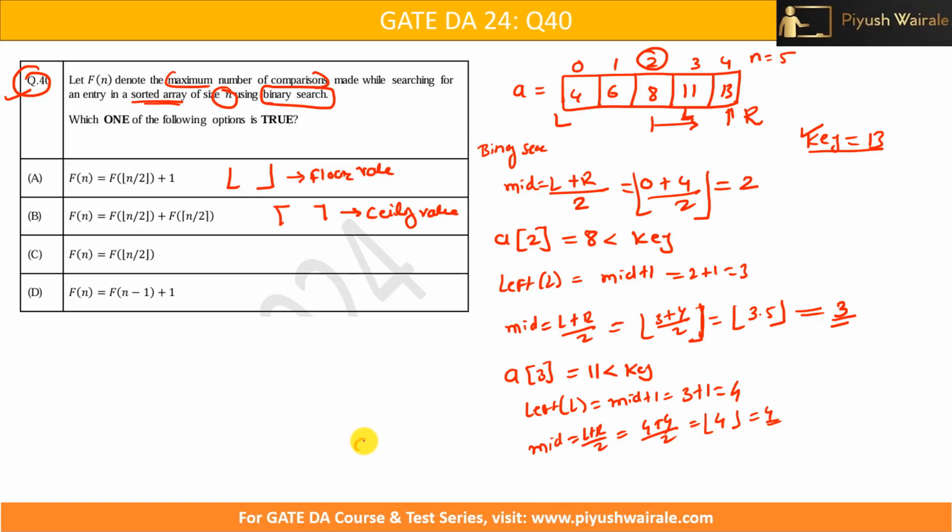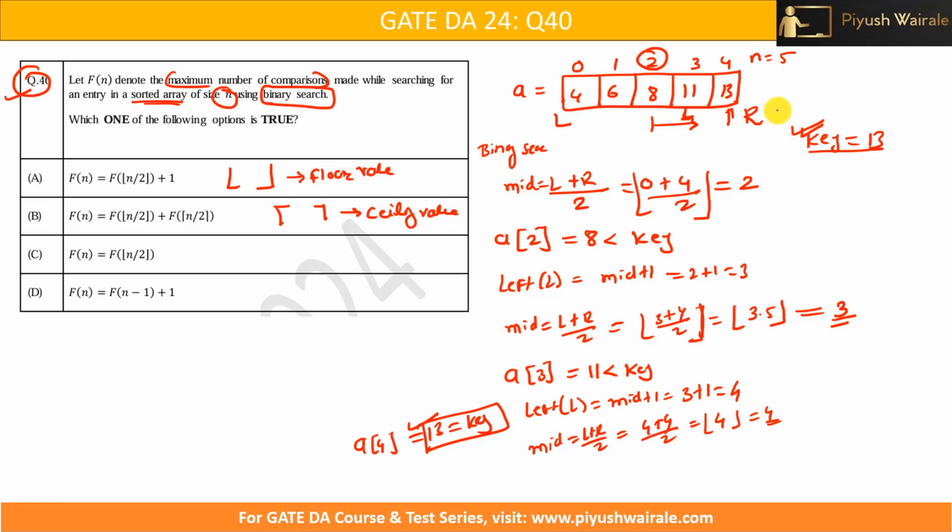Now again, what is the element at index position 4? That is basically 13. Now which equals my key value. Here I found my targeted value. So here my search is complete because I got my targeted value or key value.